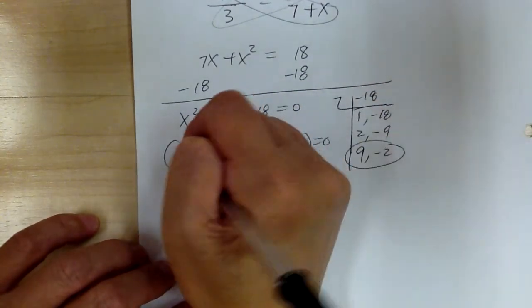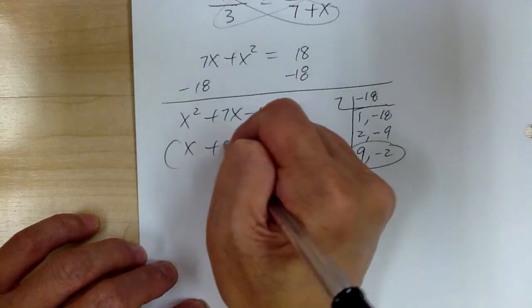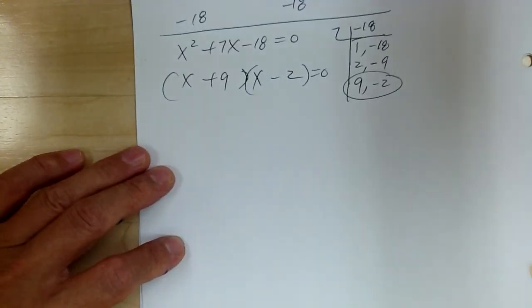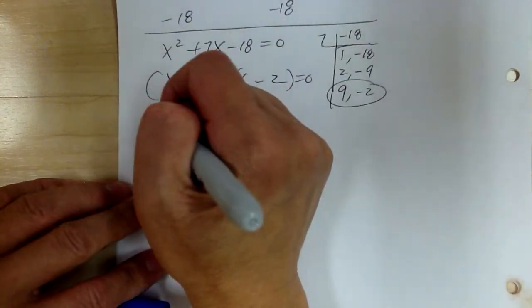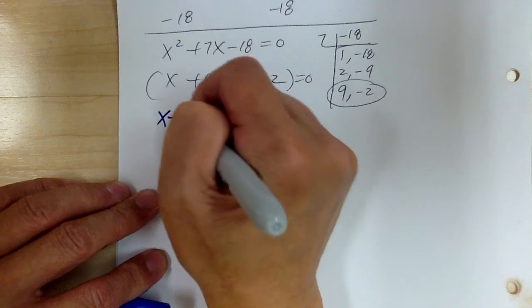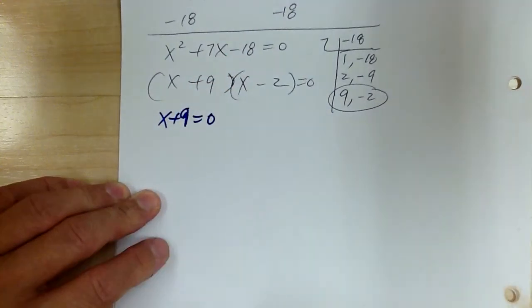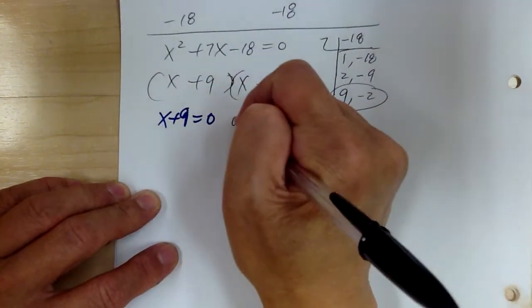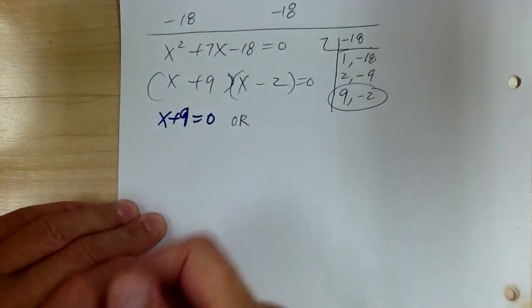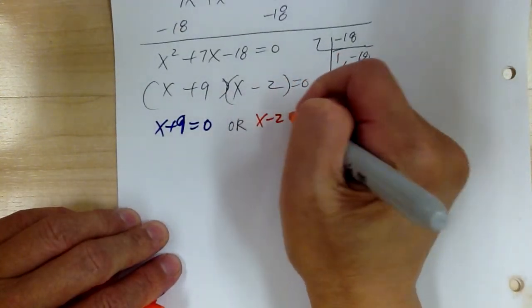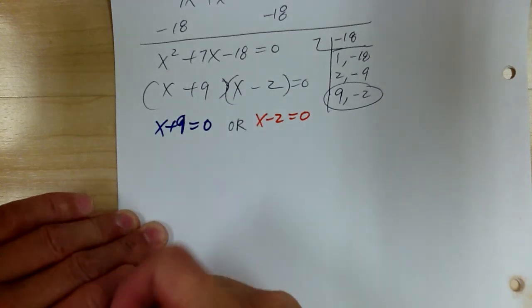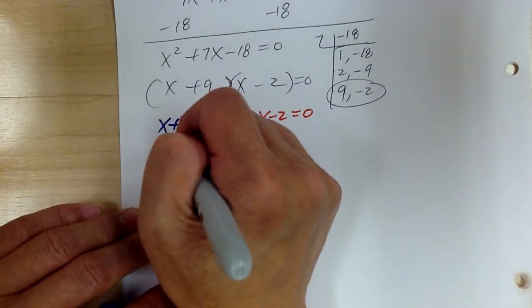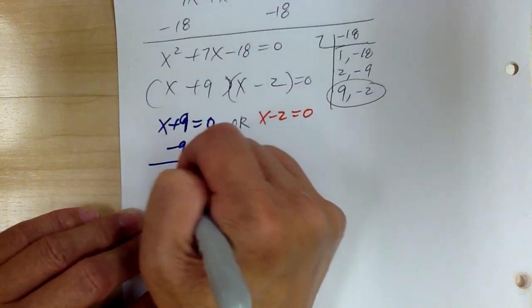So you can just factor it out. You're going to get x plus 9 times x minus 2. Again, this is just like before. You need to have two possibilities. So you have x plus 9 equal to 0, or x minus 2 equal to 0. Let's go and solve. Minus 9 on both sides, so you're going to get x equal to negative 9.